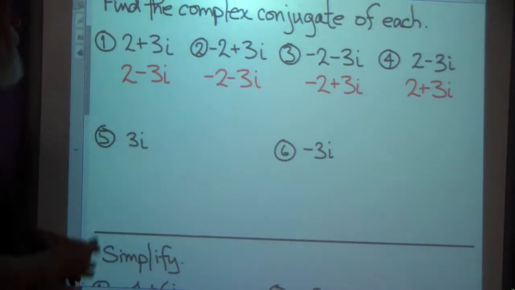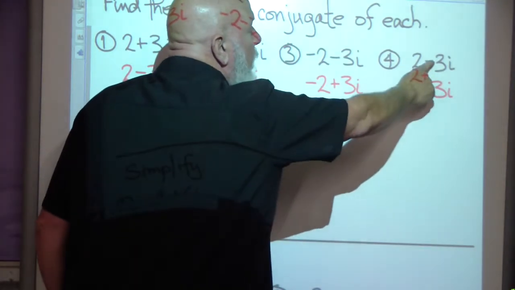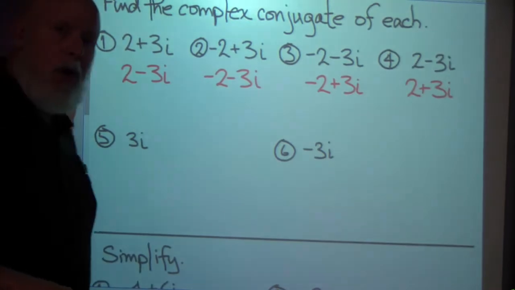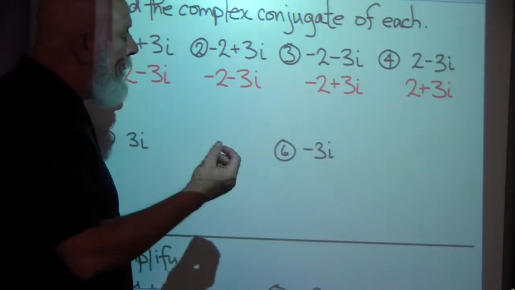Okay, so if you have complex numbers, any complex numbers, if you change the sign in between the two complex numbers, you have what's called the complex conjugate. And we'll be using that to divide here in just a second.